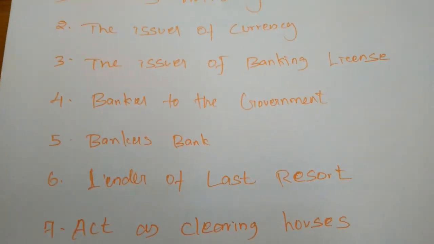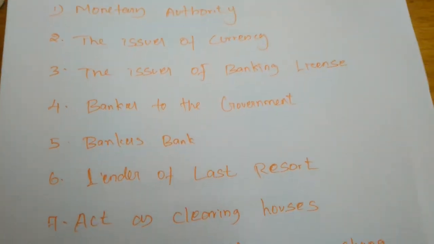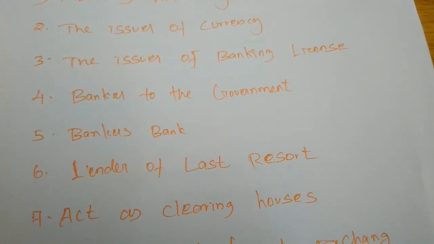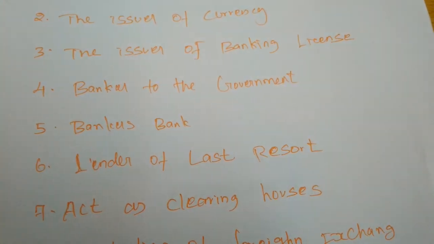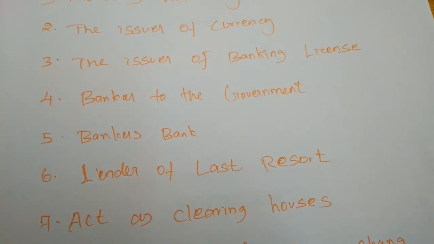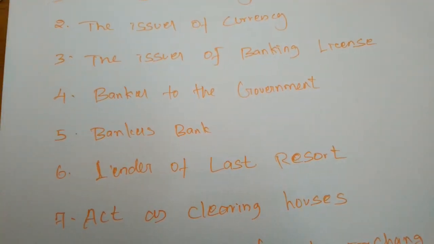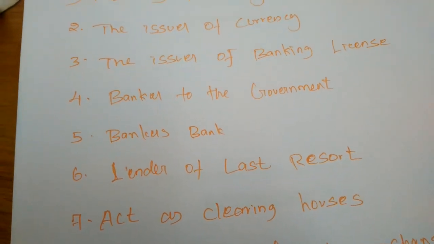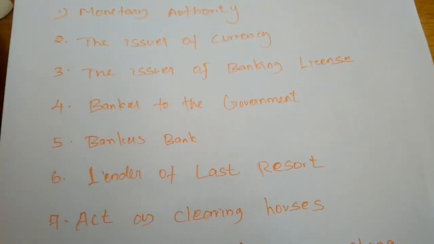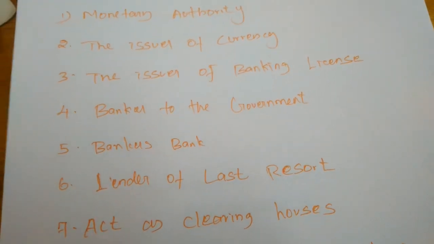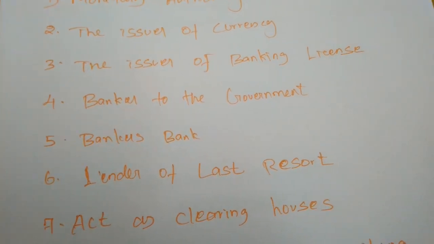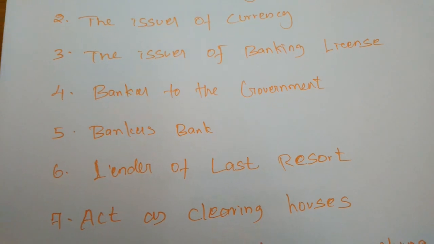Next, bankers to the government. Every individual person has a bank to improve their personal life or their business. Like that, the government also has a separate bank to improve the activities of the government or the nation. So it acts as banker to both the central and the state governments. It provides short-term credit. Short-term credit means maybe below one year or within one year.